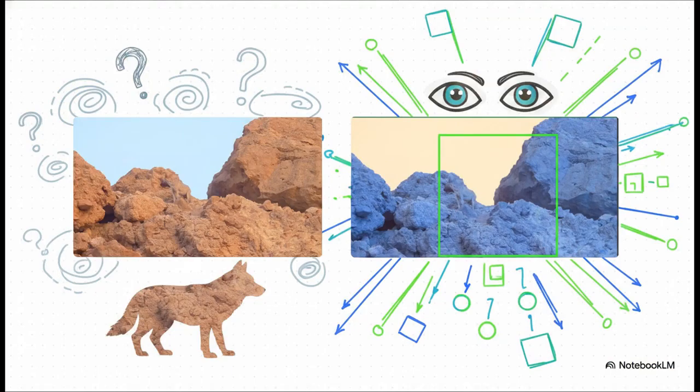And here it is, the payoff. On the left, that's our input image. You can see the wolf, sure, but it is blending almost perfectly into that rocky background. It's a tough one. And on the right, that's our output. Our hybrid quantum classical model drew a perfect bounding box right around the animal. It literally took the unseen and made it seen.